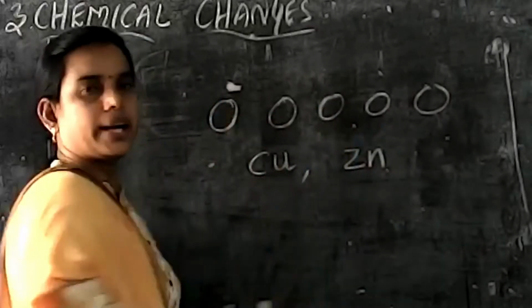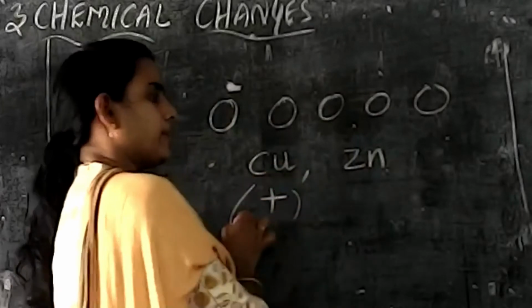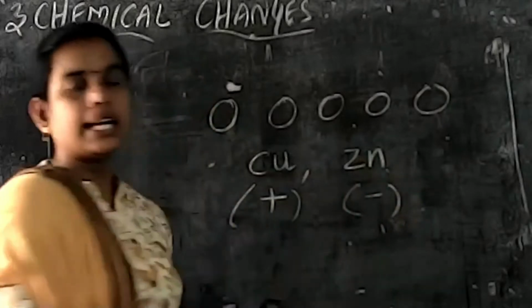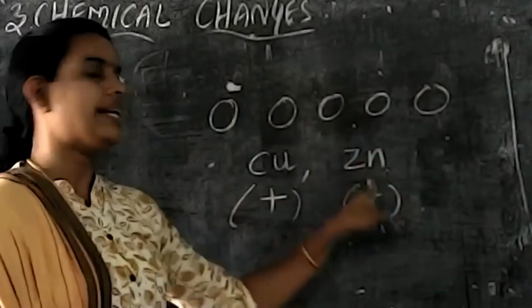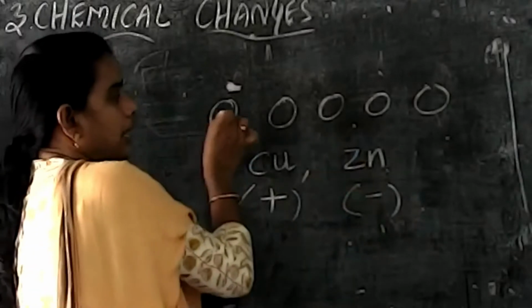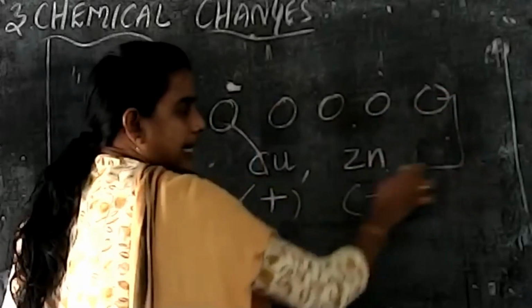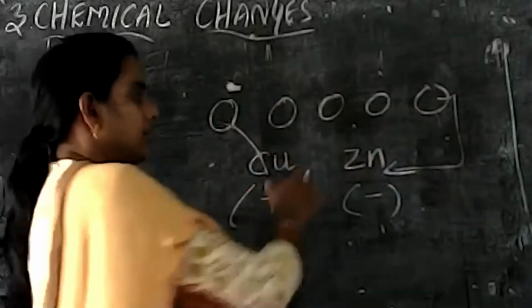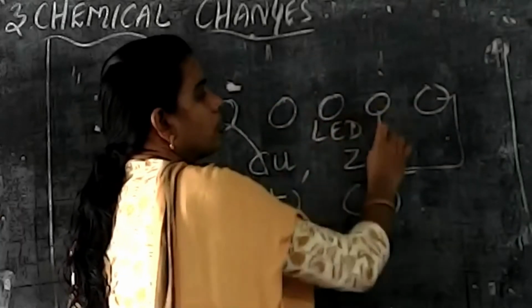Here the copper rod is taken as the positive terminal and the negative is taken as zinc. Then we have to connect each and every lemon with copper and zinc. For example, the first lemon is connected with copper and the last lemon is connected with zinc. So this connection leads to an LED bulb glowing.